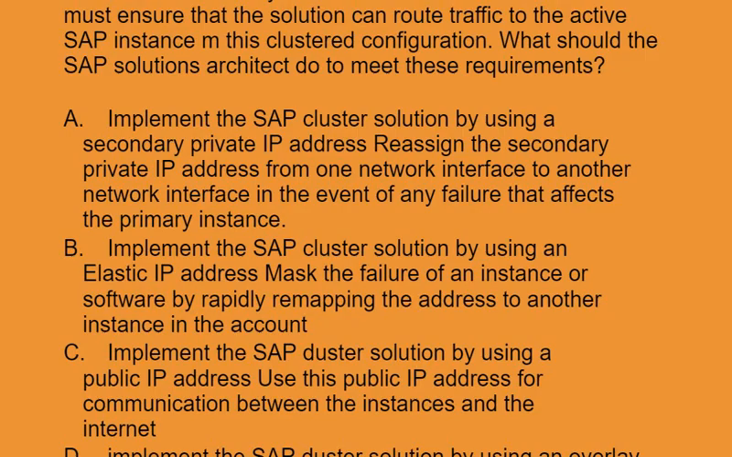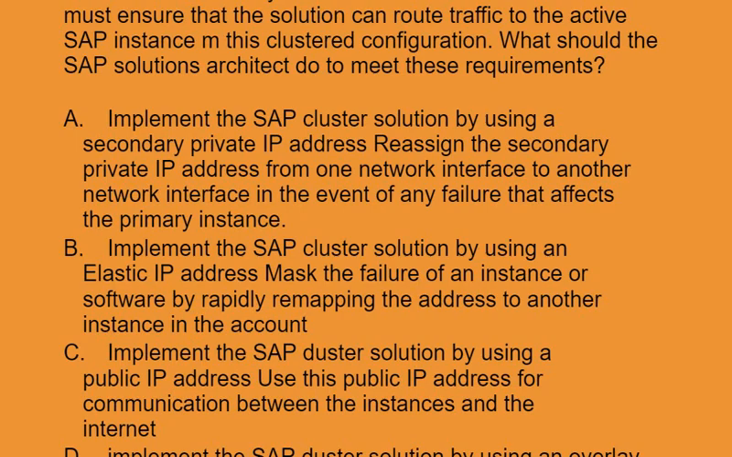Option A: implement the SAP cluster solution by using a secondary private IP address. Reassign the secondary private IP address from one network interface to another network interface in the event of any failure that affects the primary instance. Option B: implement the SAP cluster solution by using an elastic IP address. Mask the failure of an instance or software by rapidly remapping the address to another instance in the account.